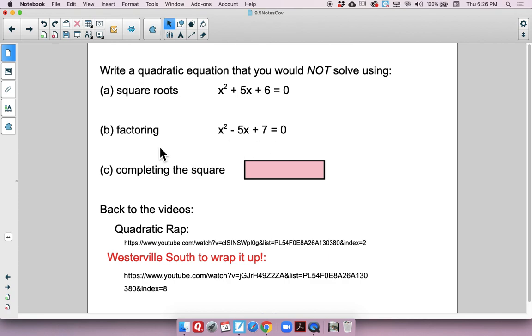Okay, one for not completing the square. For mine, notice not only is my leading coefficient, my A, 5, so I'd have to divide everything by 5, but my B coefficient is an odd number, so that's kind of like the double whammy. Not going to want to complete the square there. Could you do it? Yes, you could, but probably not the best way to go.